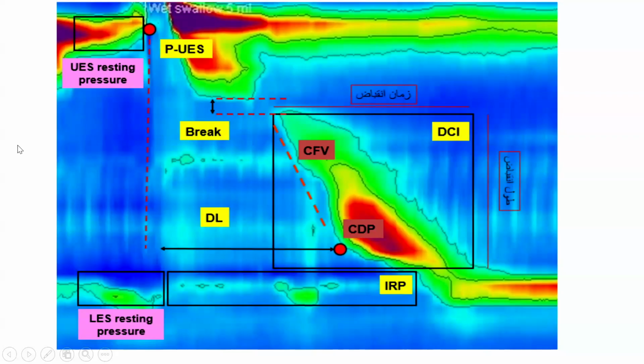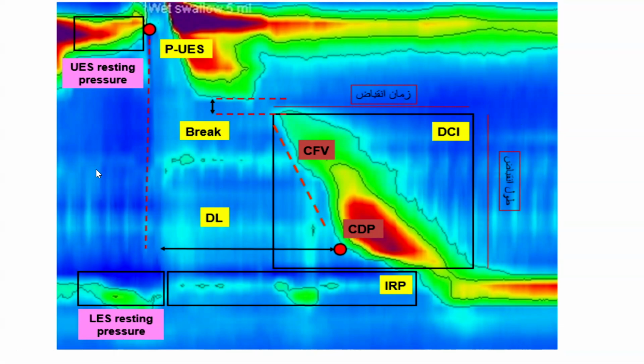Okay, next. So now actually this is showing the values we are going to measure, and based on these values and numbers, we will make the diagnosis. We will have the DCI. We will explain what the DCI is, and also we have the CDP, the deceleration point, and we have also the distal latency. We have the UES resting pressure, LES resting pressure, and the IRP. We will go through these parameters in the next slide. And this is again the normal swallow.